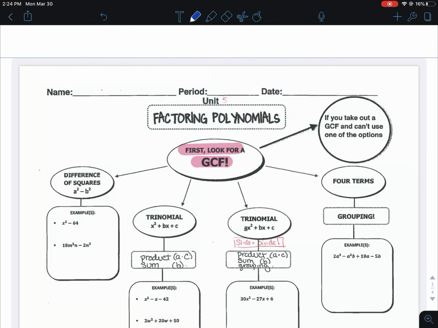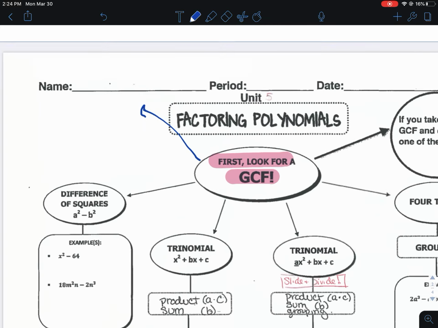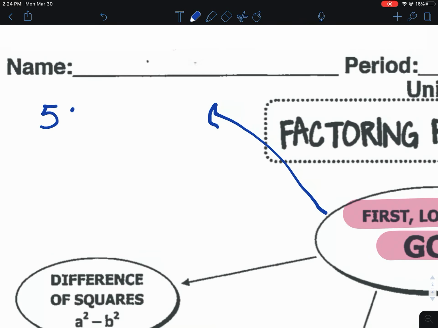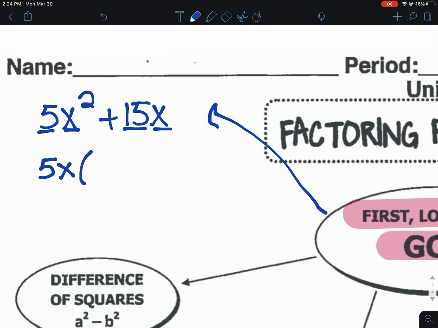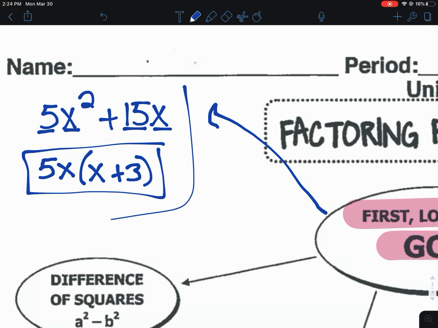And just to refresh, let's do a little example up in this empty space up here. Let's say we had 5x squared plus 15x. Well, remember, I have to look at what's in common. What factor do they have in common? Well, with 5 and 15, it would be 5, and x squared and x, it would just be 1x. So that goes out front, and then left over, 5x squared divided by 5x is just x, and 15x divided by 5x would be 3. So that would be my answer there.